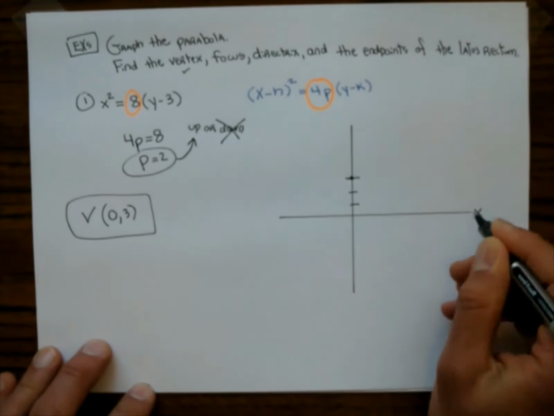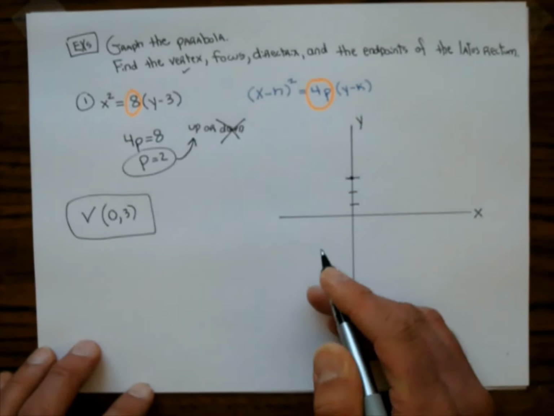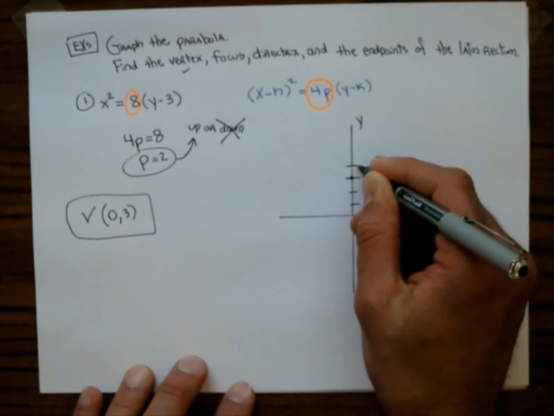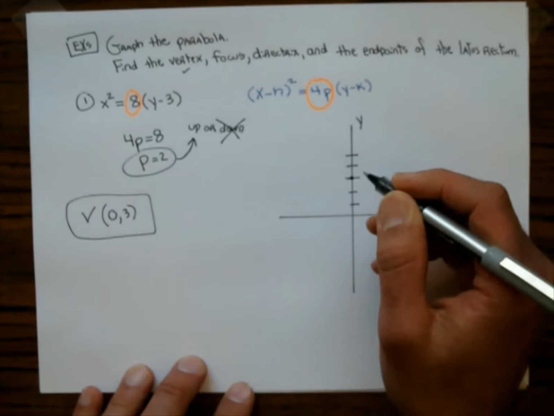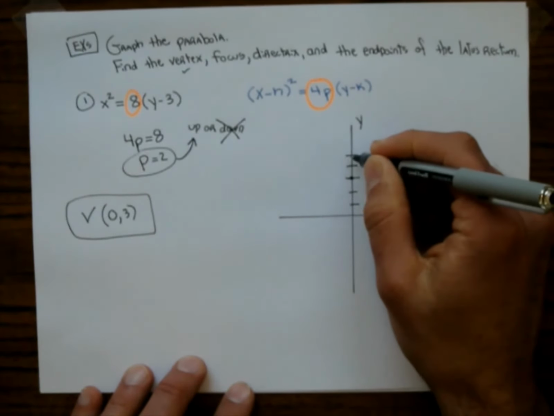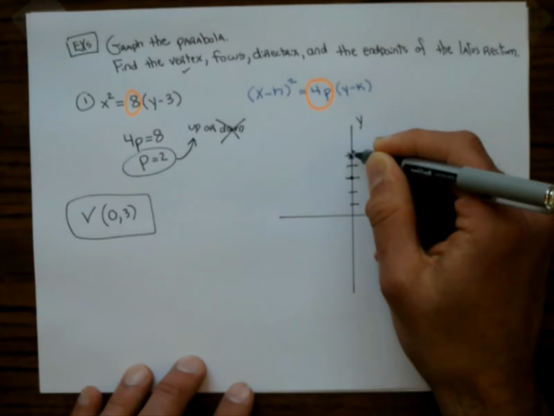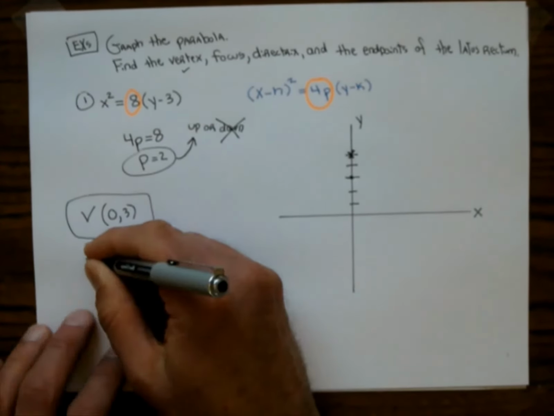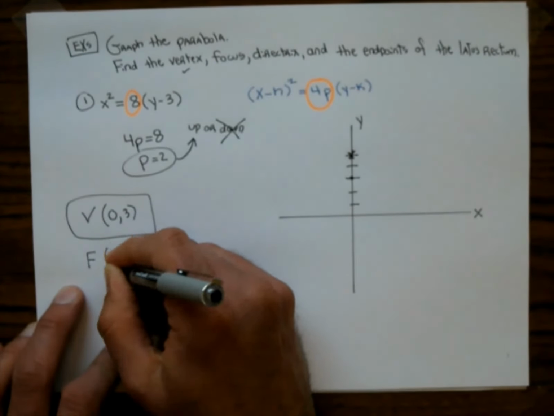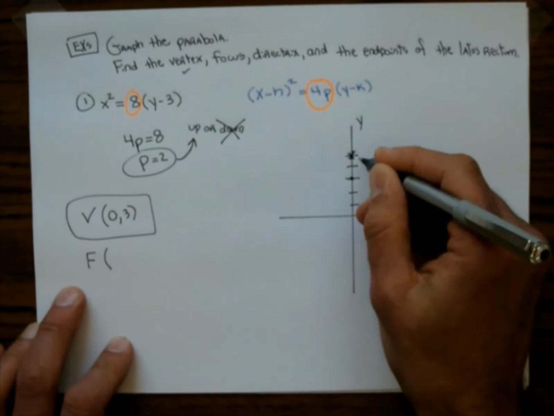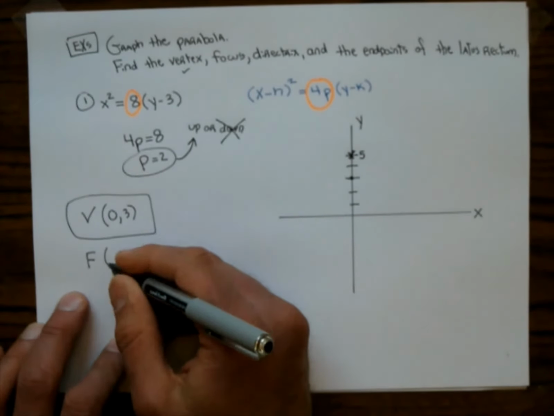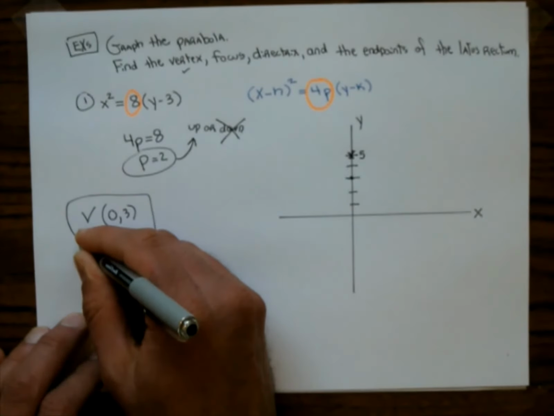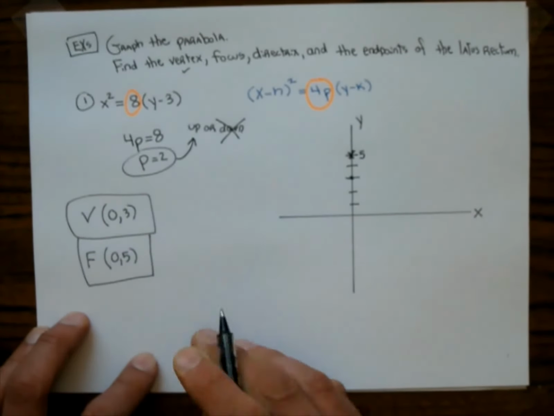So here's x, here's y. To get the focus, you move up 2. And I'm going to put a star, like this kind of star here, where the focus should be. So there's the focus. And the focus actually has some coordinates. You could actually look at this. It looks like it's 0, 5. So there is the focus.